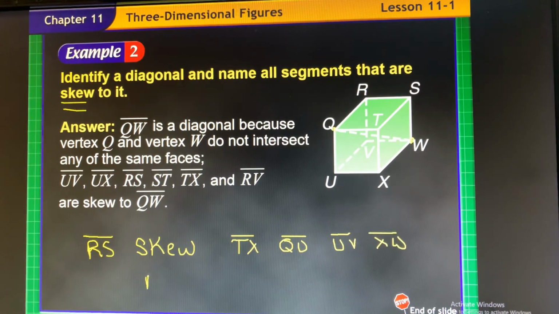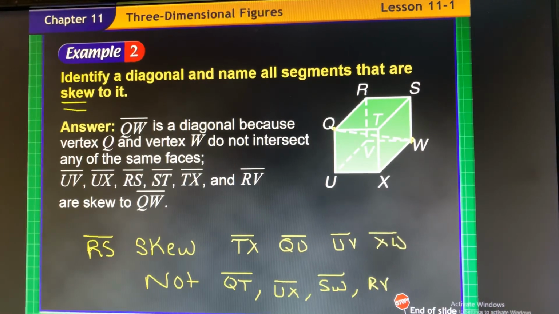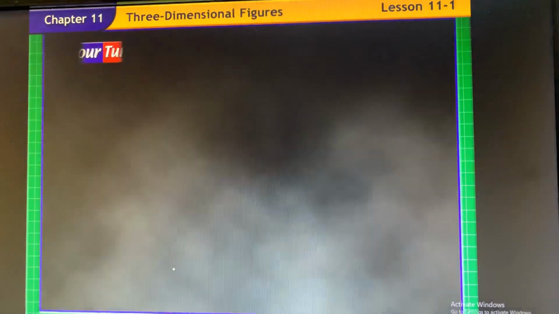What I cannot say is QT because QT is parallel to RS. I can't say UX. It too is parallel. I want you to think about gymnastics and the parallel bars. That's parallel to RS. I definitely can't say SW because it's intersecting, and I can't say RV because it's intersecting. So hopefully you have a better understanding of what it means to be skew.